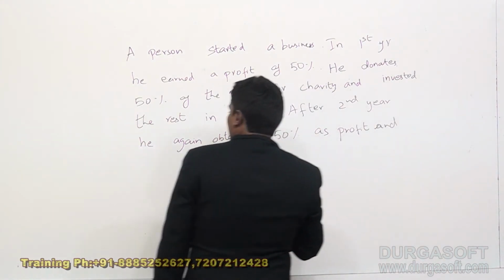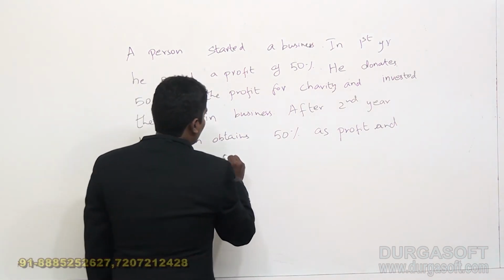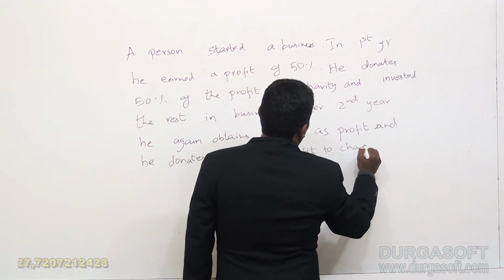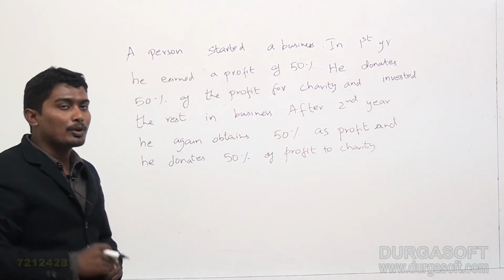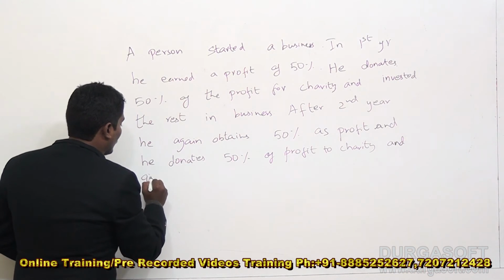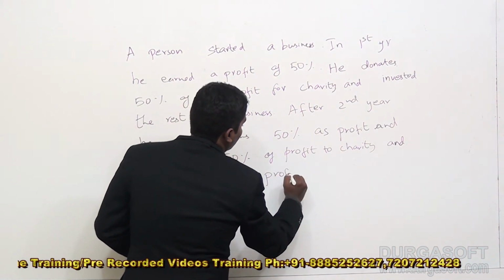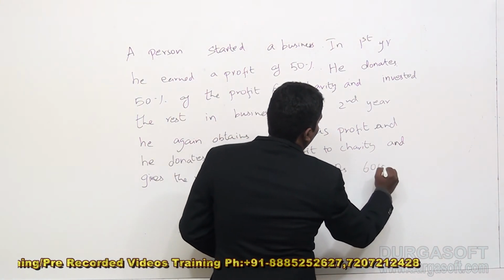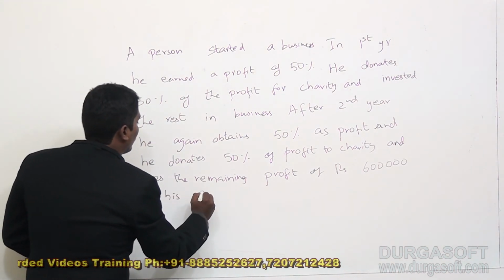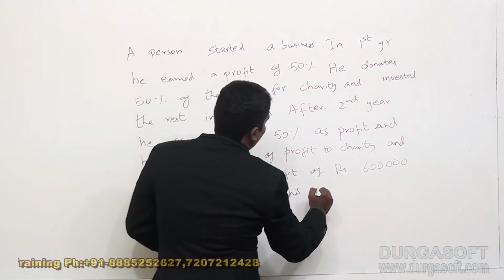And he donates 50% of the profit to charity, and gives the remaining profit of rupees 6 lakhs to his family. Find his initial investment.